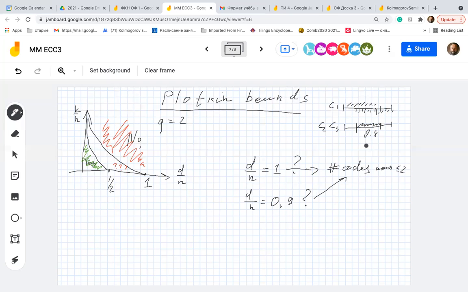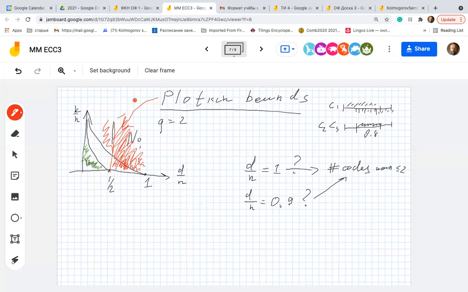And actually, one can prove that for binary code, even the distance slightly larger than 1/2 is impossible. So the Plotkin bound actually proves that the red area can be increased. Let's write it like that. So all these question marks are actually in the red area. And this is the Plotkin bound for the binary alphabet.